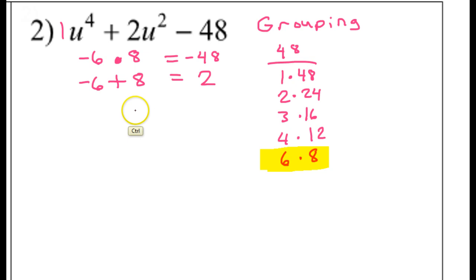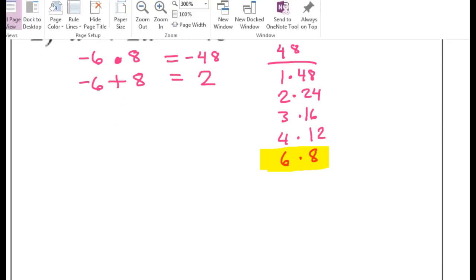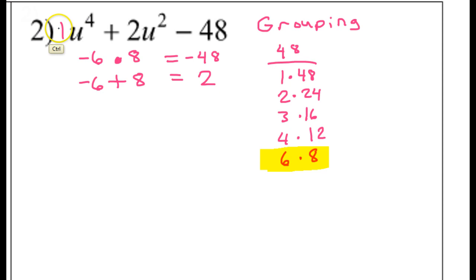So this time we're doing the grouping method. So here's how the grouping method works. I'm just going to copy down this trinomial with one little twist. I'm going to split up the middle term into 2 separate terms. All right, but the first term, I'm just going to bring that down unchanged. So I have u to the 4th power. The last term, negative 48, I'm just going to bring that straight down.